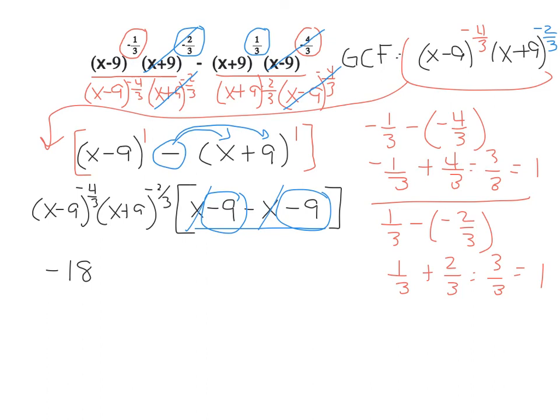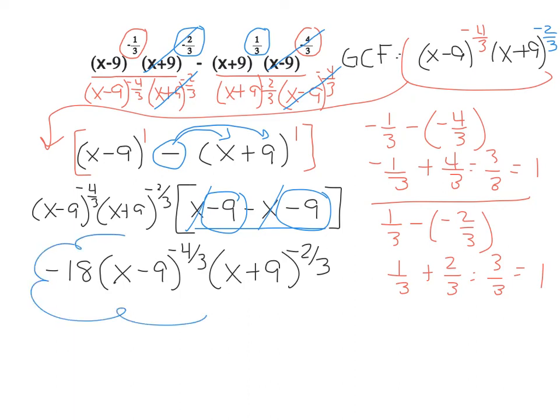So we'd have our negative 18 times x minus 9 to the negative 4/3 times x plus 9 to the negative 2/3. And that would be completely factored, so that is our final result to factor this problem.